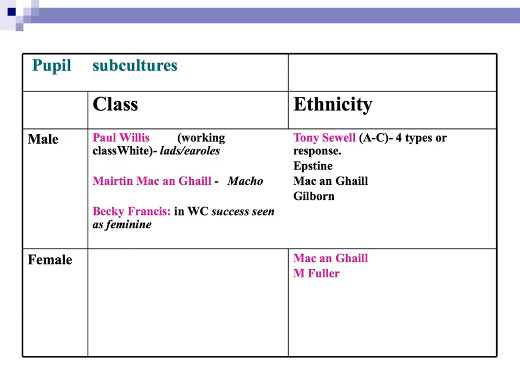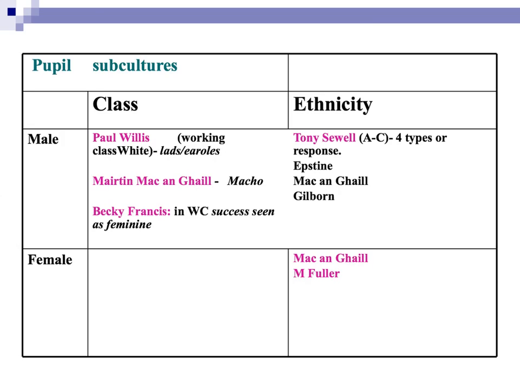You've also got Martin Mac an Ghaill, who talked about macho subcultures being formed around male working class boys linked to changes in the economy. And Becky Francis looked at working class boys and how they see success as feminine. So again, for gender and social class. Likewise, Tony Sewell is a really good one to remember, particularly because he talks about black boys forming anti-school subcultures in response to negative stereotypes from teachers, and you can use that for gender and ethnicity.